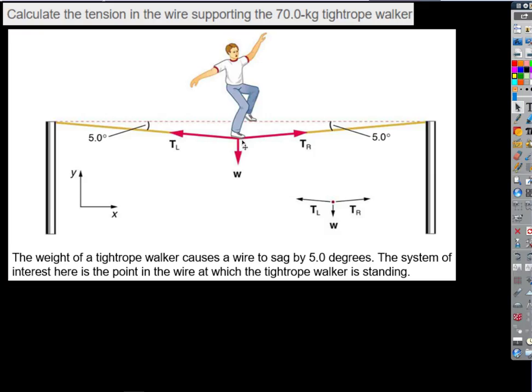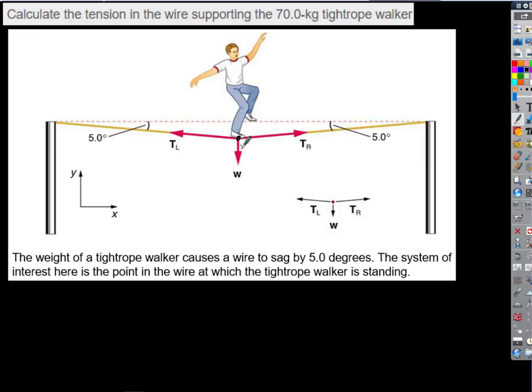Here's the body. And it's right there, isn't it? Yeah, there's the body, it's just a little small. And then we've got the weight vector pushing down. What's weight in this case? mg, so 70 times 9.8, good. And then we've got the tension. Does this make sense that we're going to have where he's standing right there? We're interested in that point on the wire, right? That's the point where he makes contact. That's where all the forces are acting.